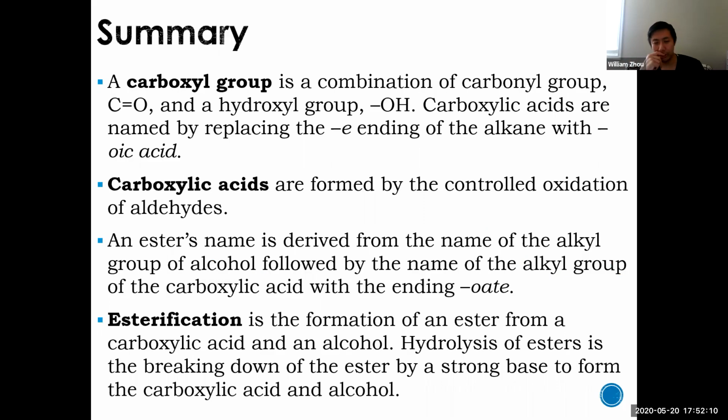And this would conclude the lesson. We learned about the carboxyl group, C double bond O with OH, carboxylic acid, how we make them from oxidation of aldehydes, which are derived from the oxidation of alcohols. We learned how to name acids, we learned how to name esters, and we learned about the esterification reaction, where an alcohol and an acid can produce an ester. And we learned some properties of esters.